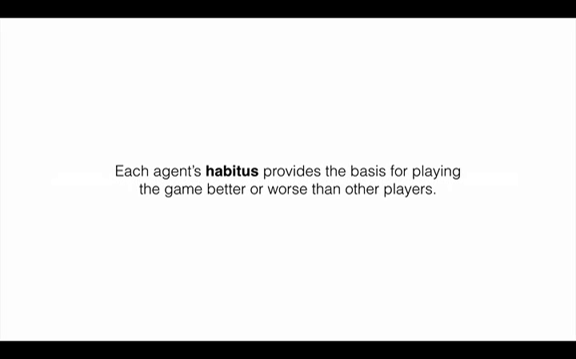Each game operates under a different set of rules, some explicit, some implicit. Agents learn to navigate through the game under the constraints imposed by the rules, and the implicit rules are learned directly through experience of them. Each agent's habitus provides the basis for playing the game better or worse than other players. Habitus is therefore the basis for creativity and innovation in the game.